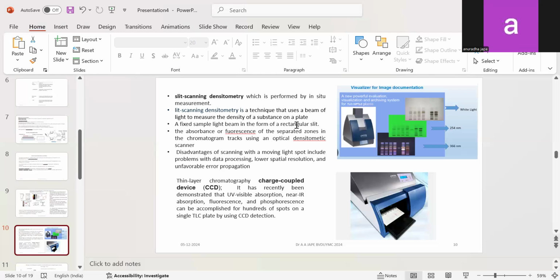So, to get better resolution, TLC systems are coupled with CCD, that is charge coupled devices. They are something like your photographic cameras, and they are going to click the image of the plate, and then you are going to convert it into graphical presentations, and the data can be obtained. It has recently been demonstrated with UV visible absorption, near IR absorption, fluorescence, phosphorescence, and different spots at a time can be scanned because you are taking its image, which is going to be a very, very sensitive technique.